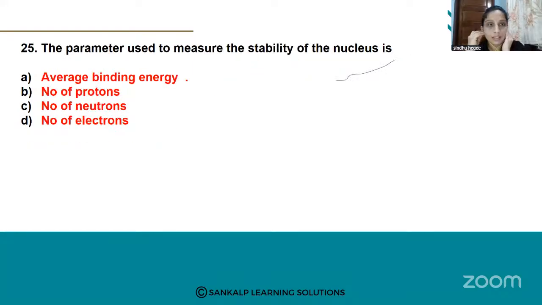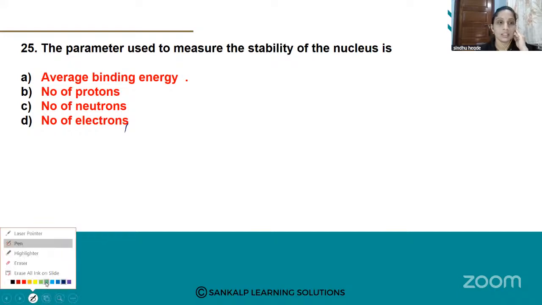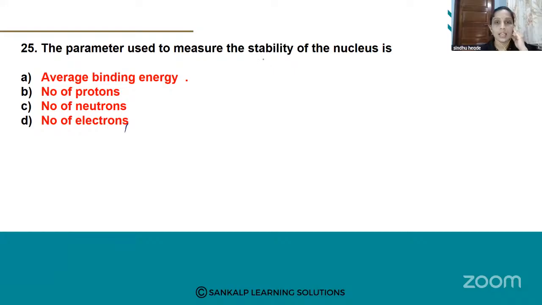Next, a quick one. The parameter used to measure the stability of the nucleus is. See, again, a theory question comes here. Here they ask a question related to the stability of the nucleus. Which concept tells about the stability of the nucleus? Option A, average binding energy. Option B, number of protons. Option C, number of neutrons. And option D, number of electrons.